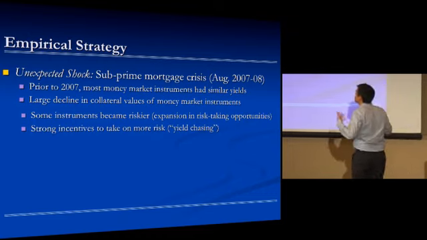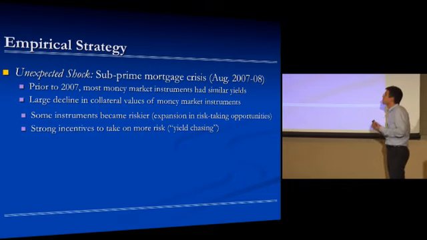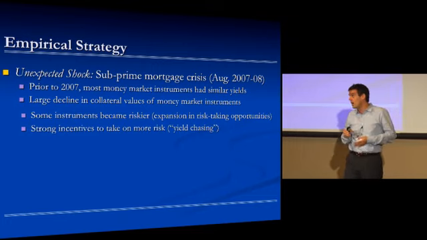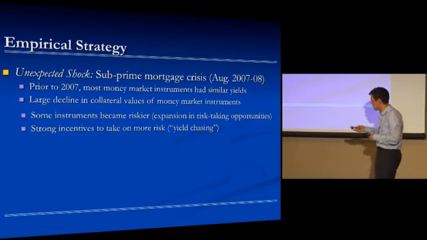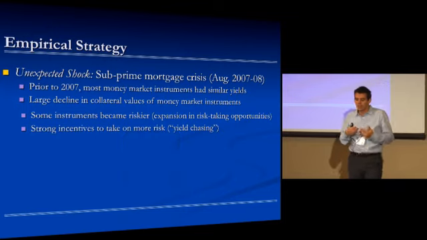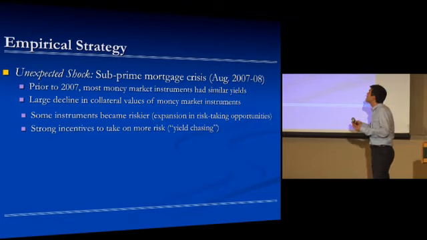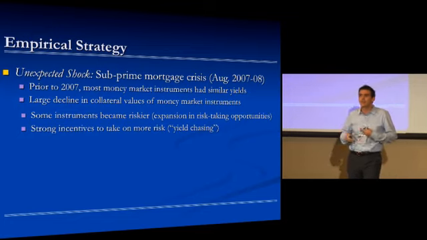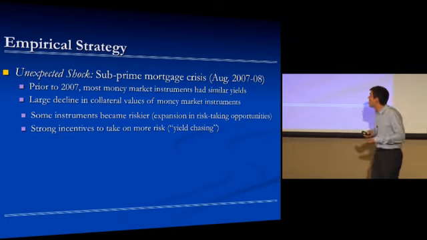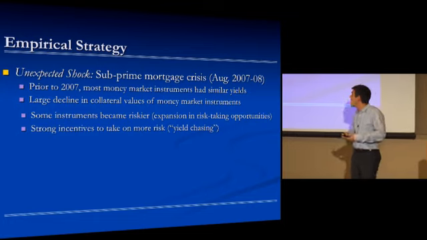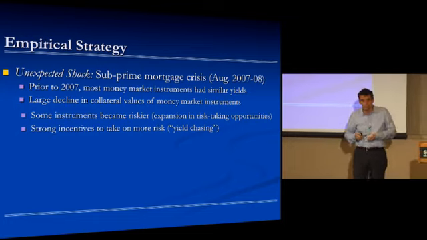Well, our empirical strategy is to use the subprime mortgage crisis as somewhat of an unexpected shock to money market funds. We're going to look in particular before Lehman, although we have some tests in the end. We're also going to look after Lehman. But we're going to think about what happened when the financial crisis started in August 2007. A lot of these money market fund instruments prior to 2007 had similar yields, but then some of them became riskier. In particular, the reason was that there was a decline in liquidation collateral values underlying some of these money market instruments. As a result, they became riskier. And there was a strong incentive, and I will show you some data on that, for the funds to take on more risk in order to generate inflows.